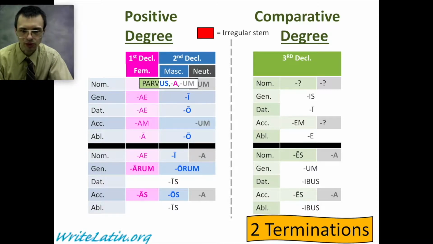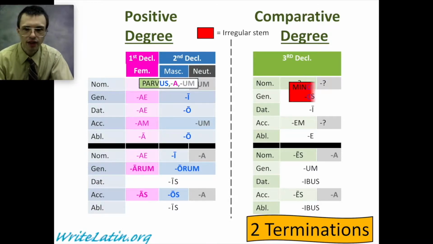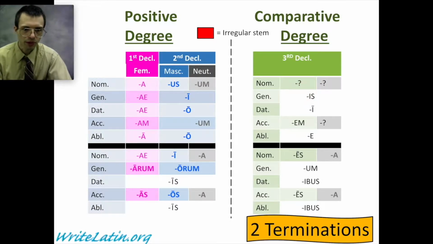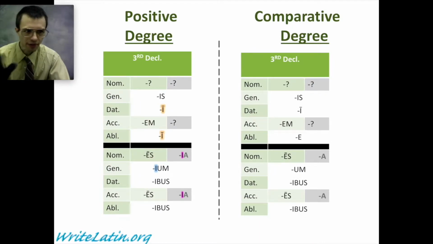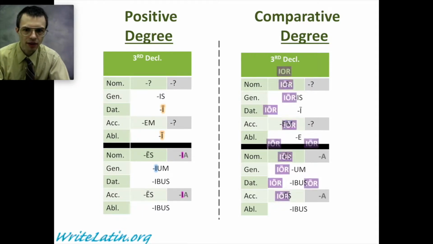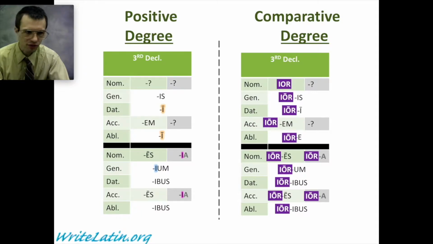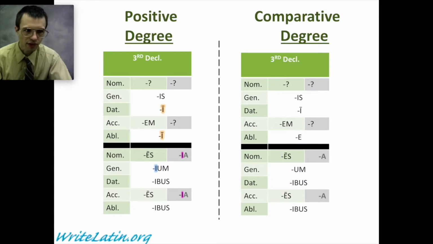Little or small, you're not going to have to worry about smaller. I won't ask you to say smaller because it's going to be irregular: minor, minus. So don't worry about those three. Okay, so we already did the hard part, which is making comparatives out of first and second declension adjectives. Now let's do the easier part, which is just making comparatives out of third declension adjectives.